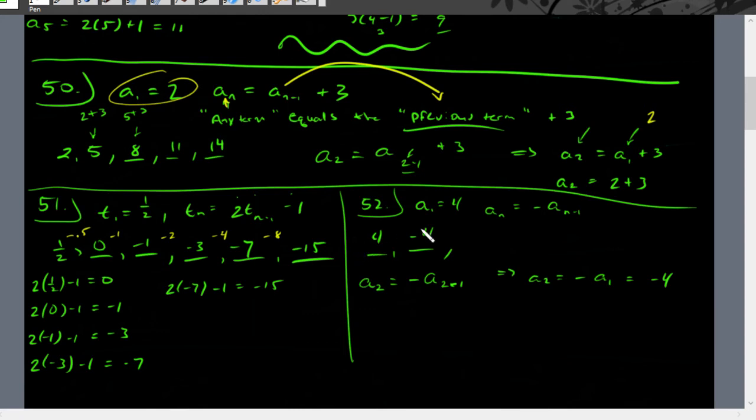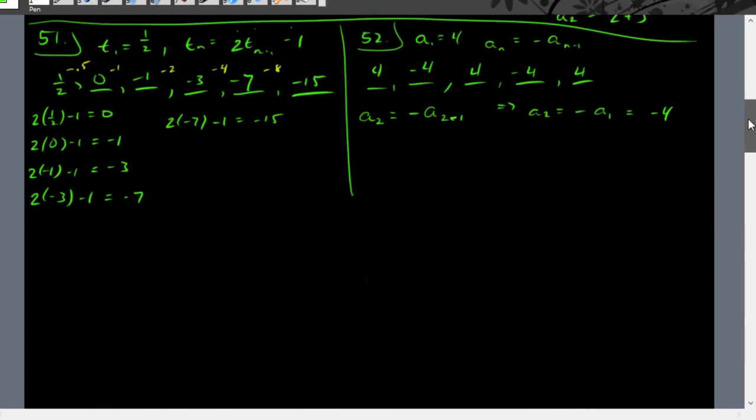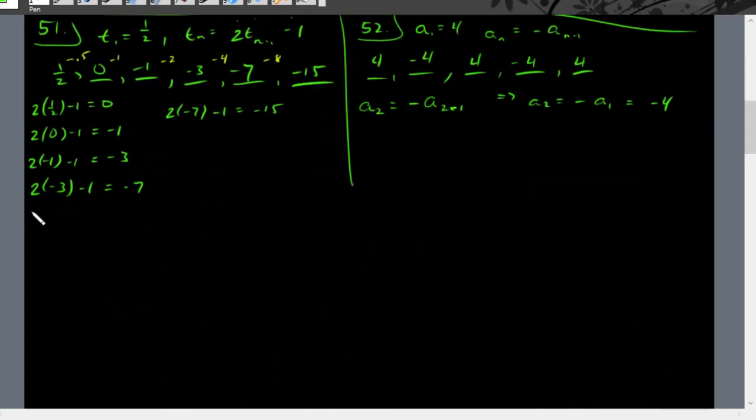So you take the previous term and multiply by negative 1, or just make it negative. So that makes it positive, and then it makes it negative, and then it makes it positive. Wow. Okay, more power to you. Let's move on.